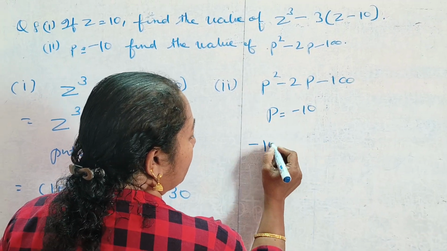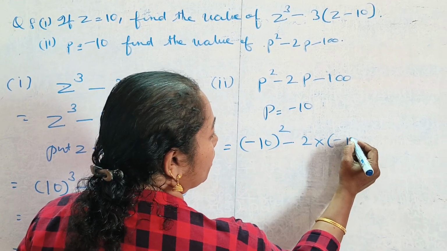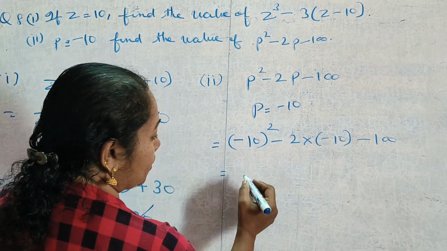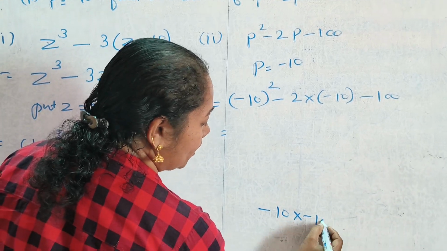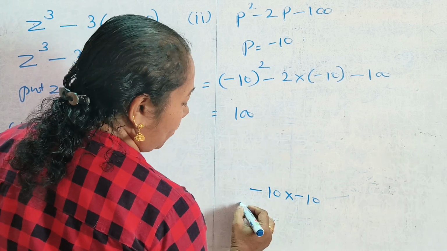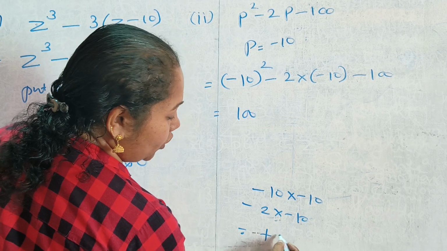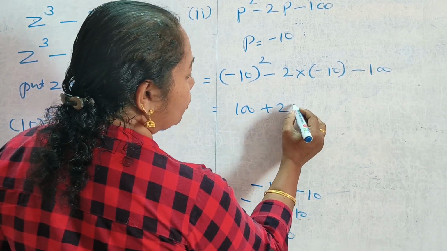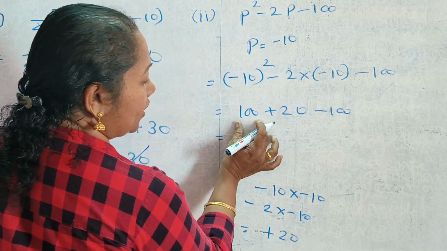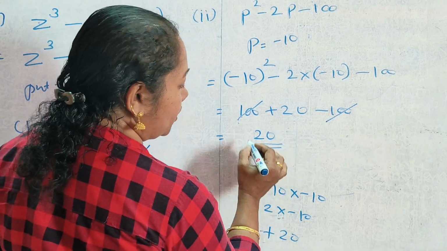So minus 10 squared minus 2 into minus 10 minus 100. Minus 10 squared means minus 10 into minus 10. Minus into minus is plus, 10 into 10, 100. Now minus 2 into minus 10. Minus into minus is plus, 2 into 10, 20. So plus 20 minus 100. That is 100, again the same, 100 positive, 100 negative. Both will cancel out. So the answer is 20.